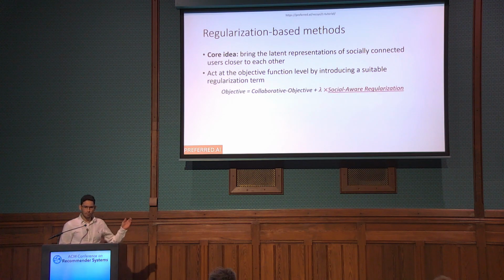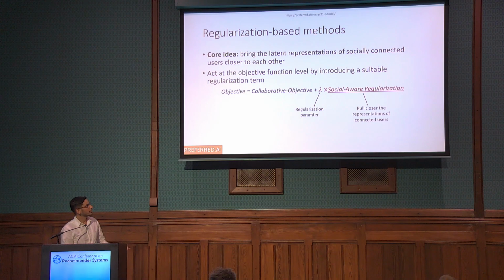Okay, so these types of methods usually have an objective function that looks like this. You have the first part, which is the collaborative objective, which is just basically any kind of collaborative filtering model can be there. Then what you do, you just add another term, which is the social aware regularization. And the job of this new term is actually to pull closer the representations of users who are connected. So one advantage of this family is that if you already have a model in place, you don't want to change it for some considerations, then it's cool.